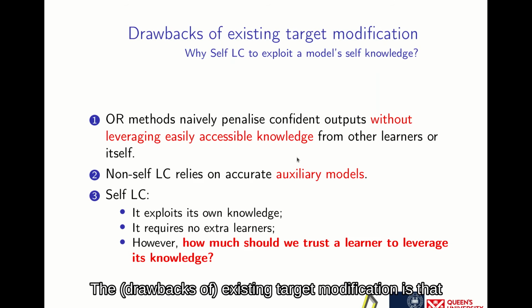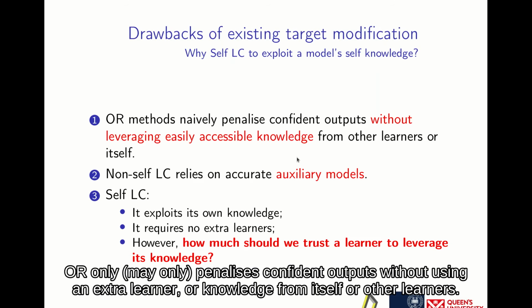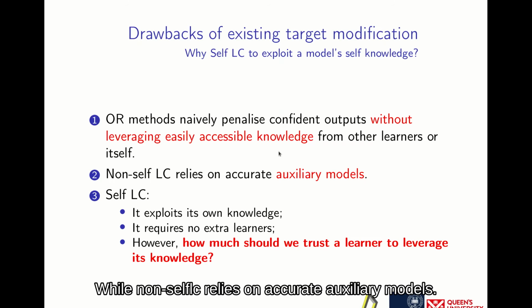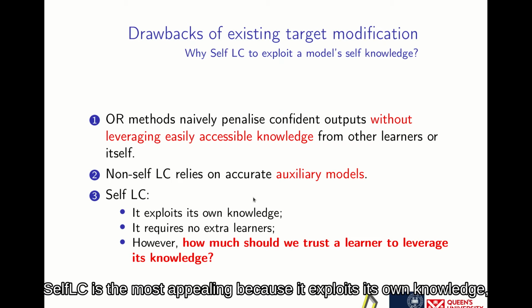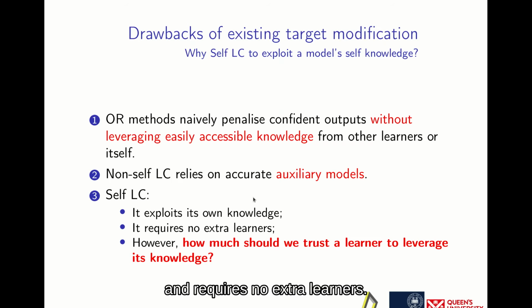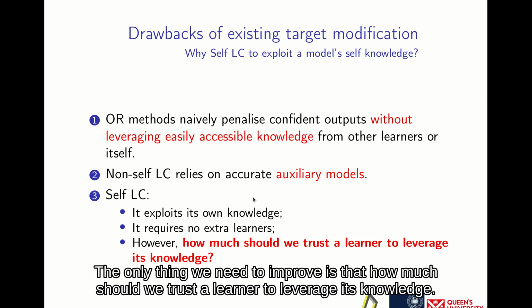In the existing target modification, OR only naively penalizes confident output without using an extra learner, neither itself nor other learners, while non-self-LC relies on accurate auxiliary models. Self-LC is the most appealing because it exploits its own knowledge and requires no extra learners. The only thing we need to improve is how much we should trust a learner to leverage its knowledge.